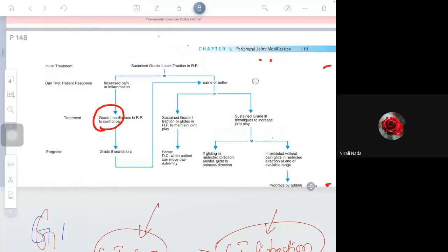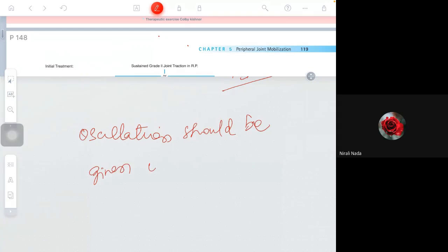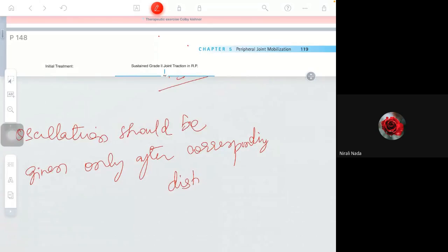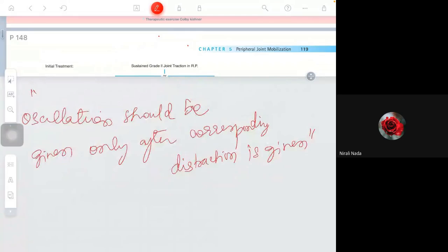See, the rule is, corresponding oscillation should be given only after corresponding distraction is given. This is the rule. Oscillation should be given, clear, only after corresponding distraction is given.